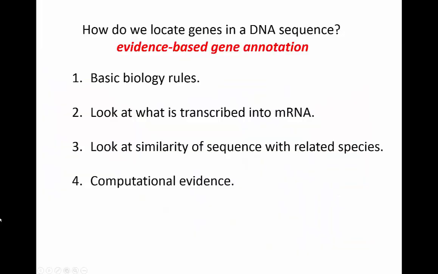So in summary, there are 4 types of evidence we're going to use. In evidence-based gene annotation, we're going to follow basic biology rules. We're going to use RNA-seq data. We're going to look at the similarity of the sequence with our reference species, Drosophila melanogaster, and we will use computational evidence.